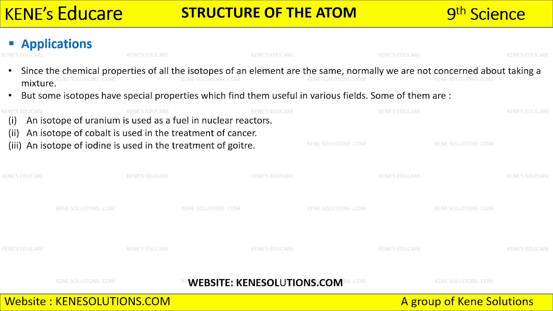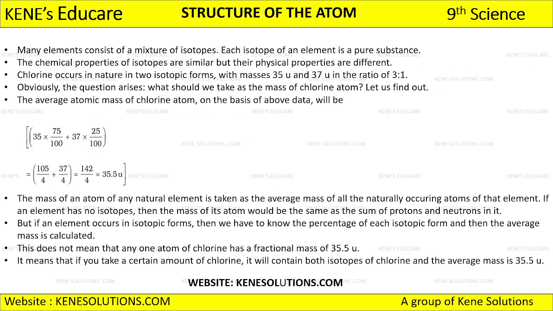So as we studied for chlorine, 35 and 37, right? Chlorine occurs in nature in two isotopic forms, with masses 35 u and 37 u, and they occur in the ratio of 3:1. So obviously the question that arises over here is, which mass of chlorine should we take, 35 or 37?